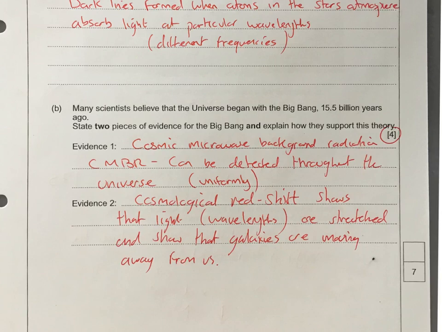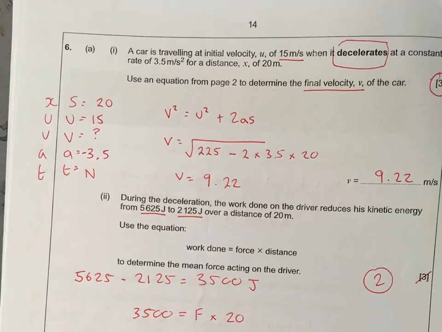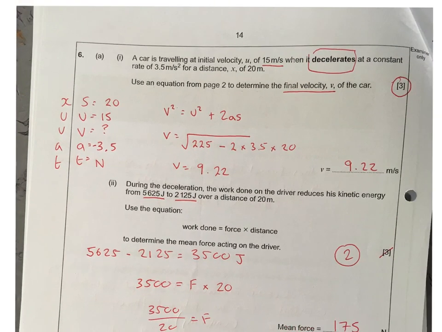So that's how it proves the Big Bang theory. On to question 6 then. This is a mechanics question on SUVAT, or XVAT as we call it now. So we're looking at acceleration there, we're looking at a speed there, we're looking at a distance there, or displacement, I should say.